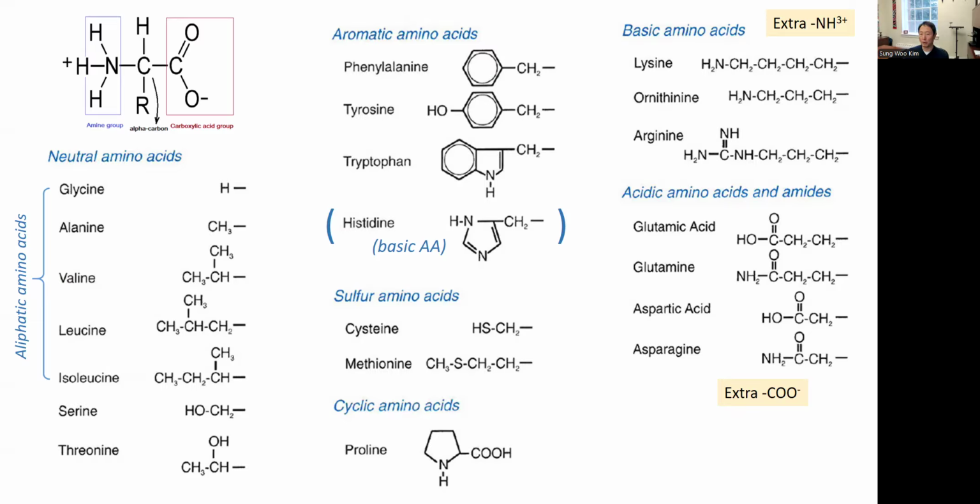I want you to know which amino acids are basic, acidic or neutral, aromatic, hydrophobic, and hydrophilic. If I add a few more things here, all the basic amino acids and acidic amino acids are strongly hydrophilic. Compared to aromatic amino acids, which are strongly hydrophobic. They are all relative, relatively speaking here. Okay, so please know.